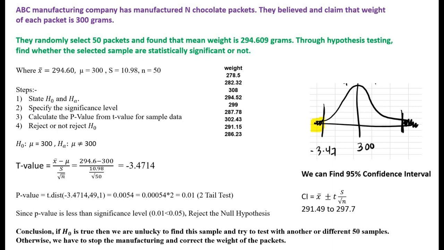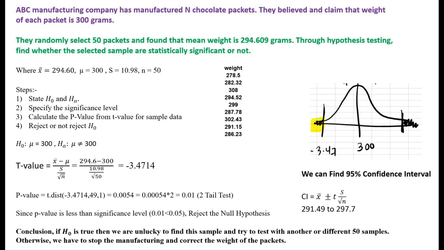Now let's assume the scenario, if ABC is manufacturing only, let's say 500 packets or 1000 packets, then we can check each packet manually and see whether the weight of each packet is 300 grams or not. But think about it: if a company is manufacturing hundreds and thousands of packets every day or every month, then it's not very easy to check each and every packet.